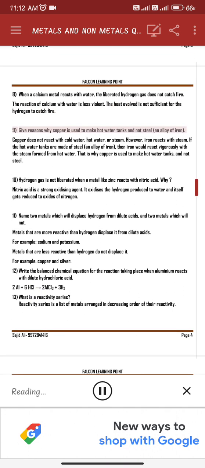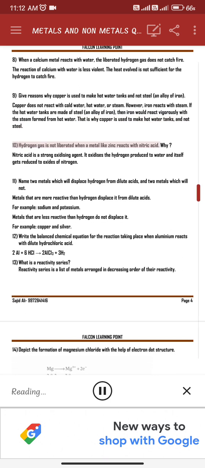9. Give reasons why copper is used to make hot water tanks and not steel, an alloy of iron. Copper does not react with cold water, hot water, or steam. However, iron reacts with steam. If the hot water tanks are made of steel, an alloy of iron, then iron would react vigorously with the steam formed from hot water. That is why copper is used to make hot water tanks, and not steel.